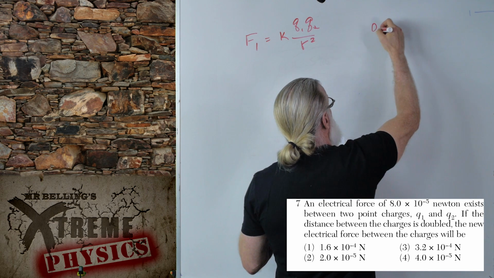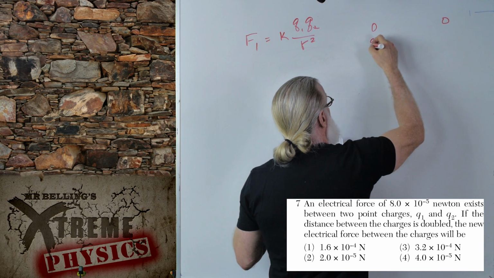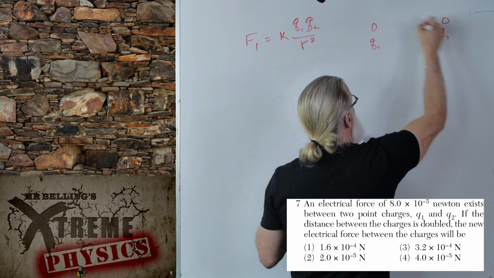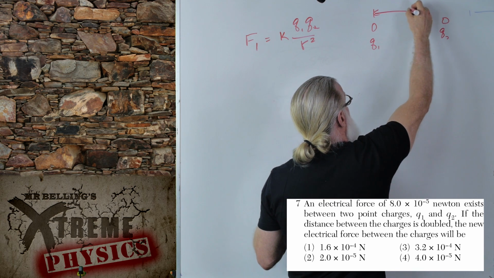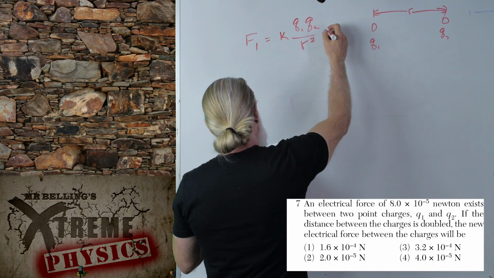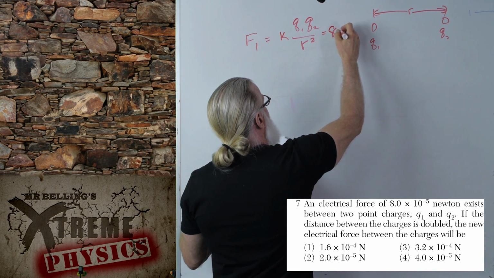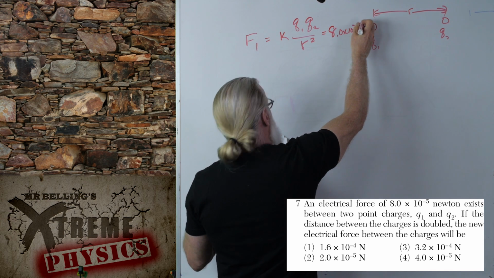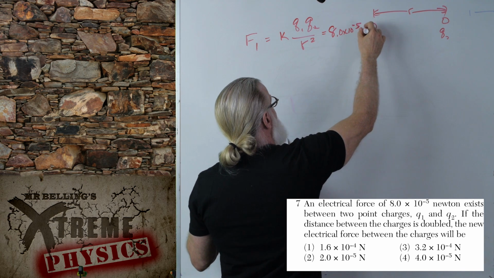So we have 2 charges, Q1, Q2, and they are separated by a distance r. And this force, they said, equals 8 times 10 to the minus 5 newtons. All right.